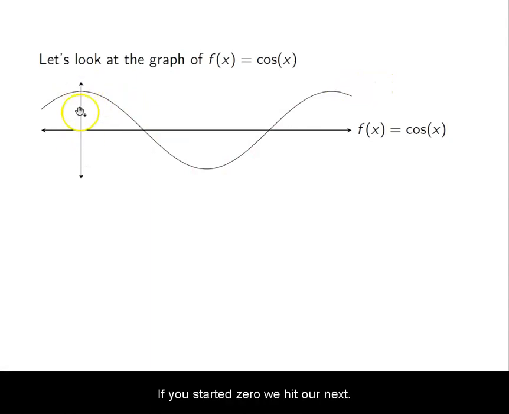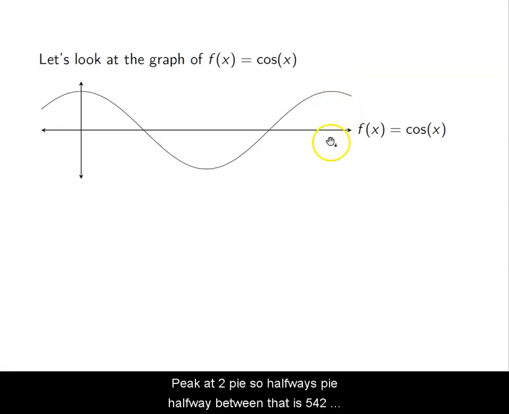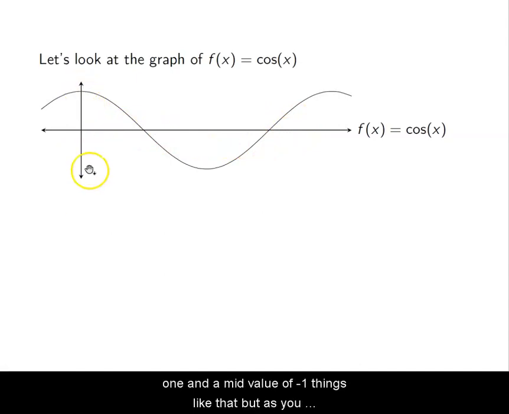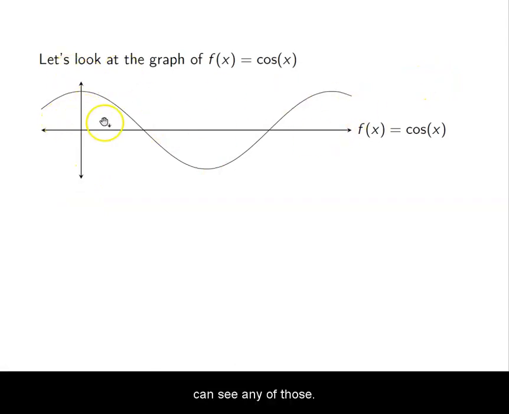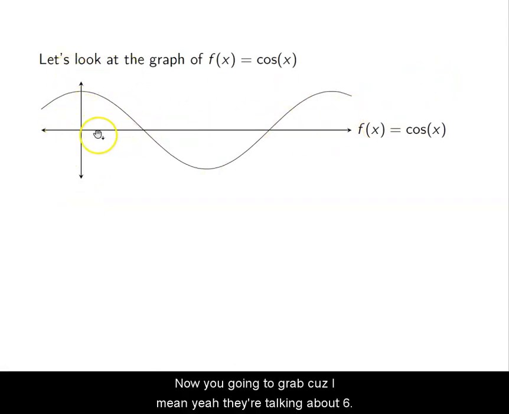So if we start at 0, we hit our next peak at 2 pi. Halfway is pi, halfway between 0 and pi is pi over 2, and halfway between pi and 2 pi is 3 pi over 2. We know we have a max value of 1 and a min value of -1. But as you can see, I don't label any of those values on the graph, because they're important when we're talking about trig stuff, but we're really focused on derivatives right now.